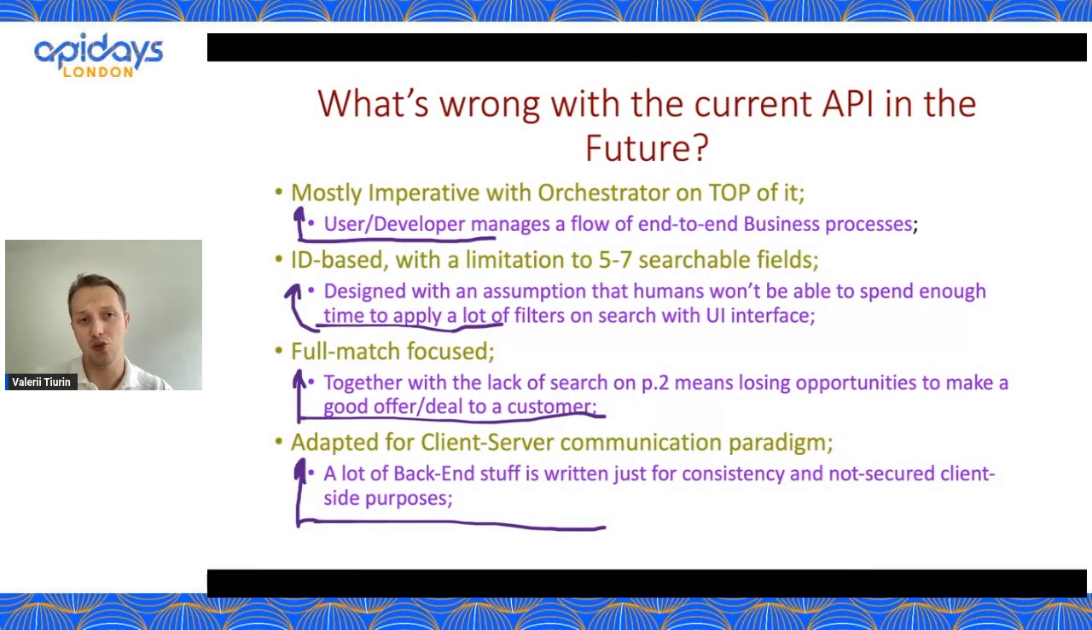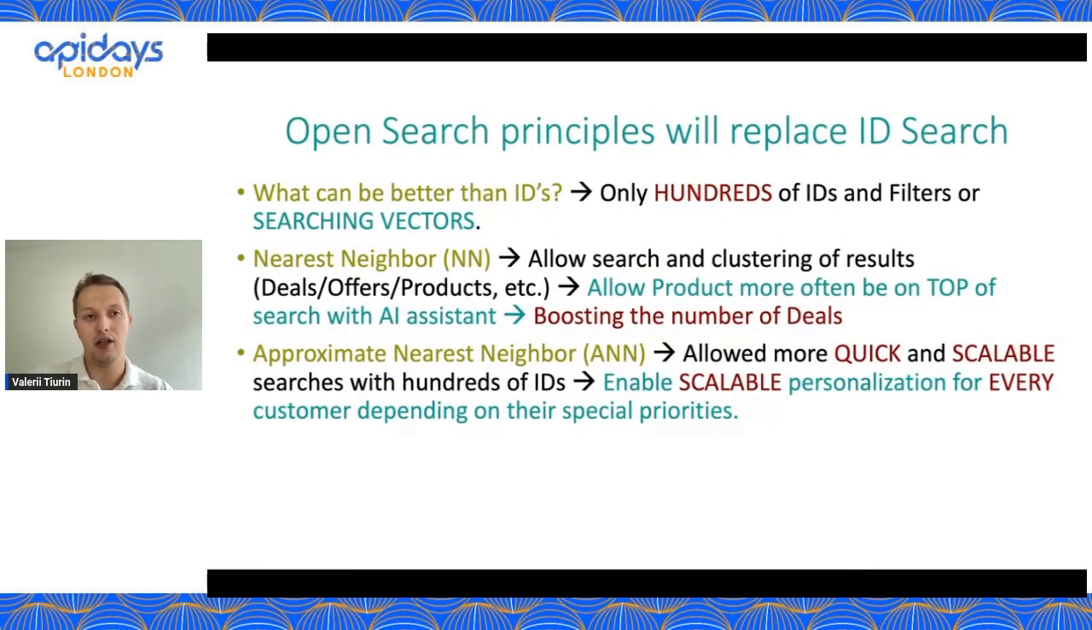So what can we do with it? The first thing is my bet that open search principles will replace ID search. Basically, what can be better than IDs is only hundreds of IDs and filters, or searching vectors. So with a machine-to-machine way of communication, we will move to the next era of filtering when we will definitely use a big amount of filters, because a machine can do it. It's comfortable for it.